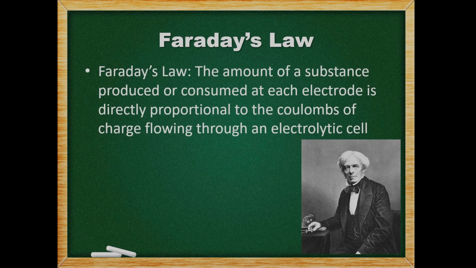Faraday's law states that the amount of substance produced or consumed at each electrode is directly proportional to the coulombs of charge flowing through an electrolytic cell. This allows us to calculate the mass of a product formed or reactant consumed by using the electrical current. In these calculations, we use the Faraday constant, which is 96,500 coulombs per mole of electrons.